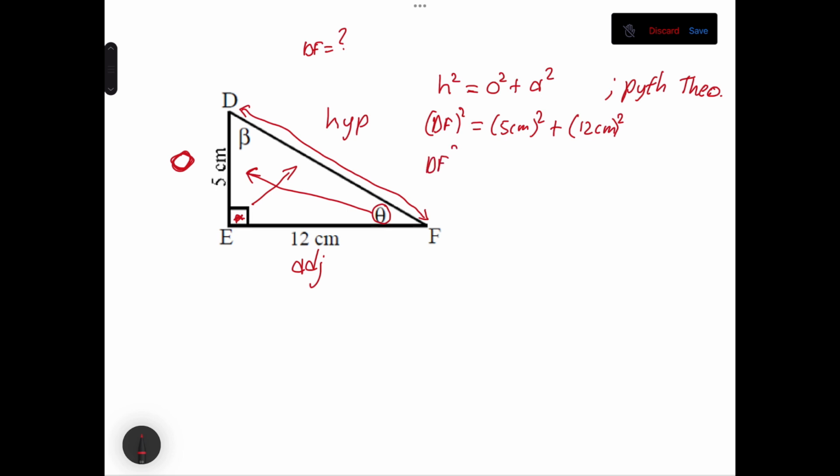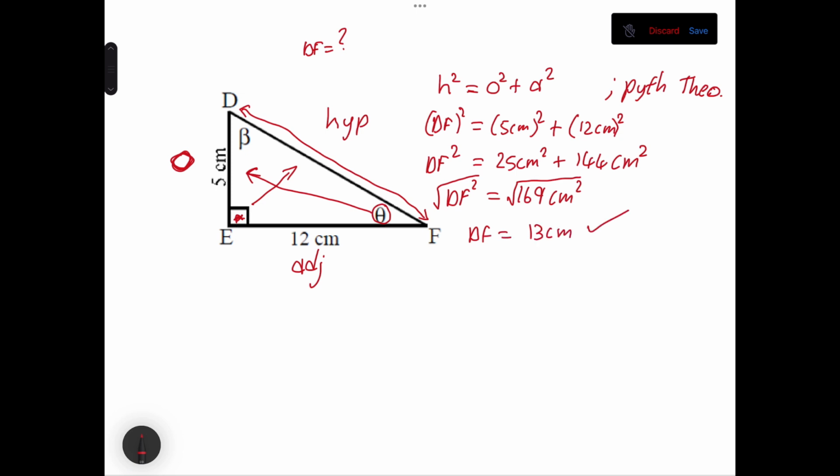DF squared equals 5 times 5, which is 25 centimeters squared, plus 144, that's 12 times 12, centimeters squared. Don't forget the squares, people. Very, very important. DF squared equals, if you add the two values, 169 centimeters squared. To get rid of the square, we square root, and therefore DF equals 13. We generally say plus minus 13 centimeters, but in this case we just conclude with 13.